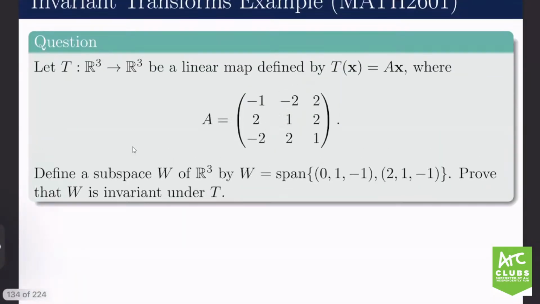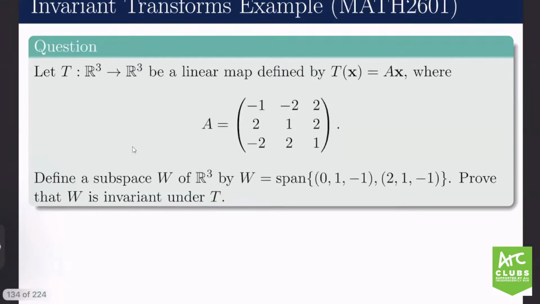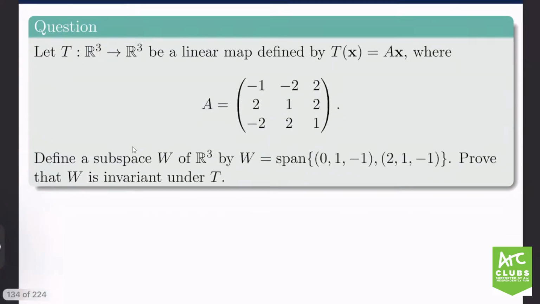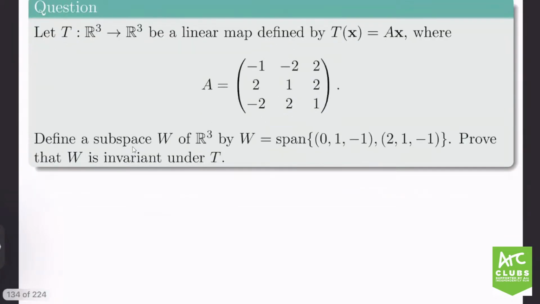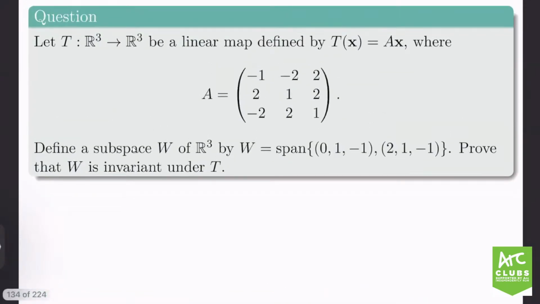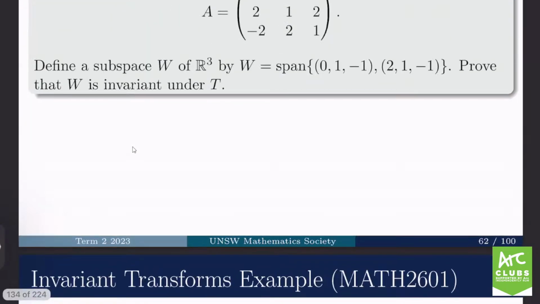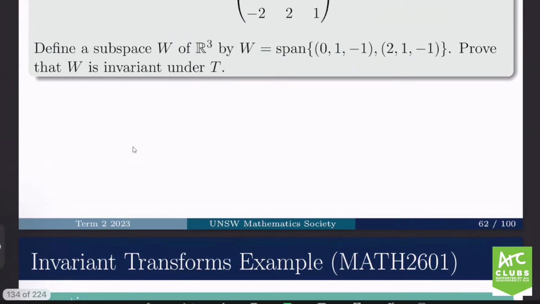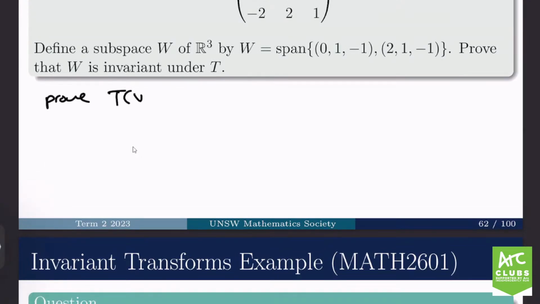So we'll move on to an example. Let T be a linear transformation from R cubed to R cubed, okay? And this is our linear map. It's represented by matrix multiplication with this particular matrix. Now define a subspace W by W equals the span of these two vectors. Prove that W is invariant under T. So to prove it is invariant, what we need to do is show that T of W is a subspace of W, okay?